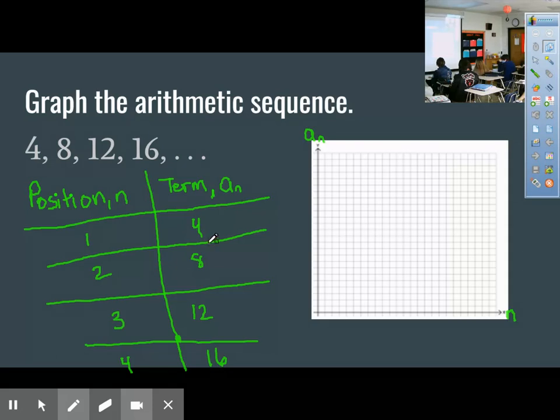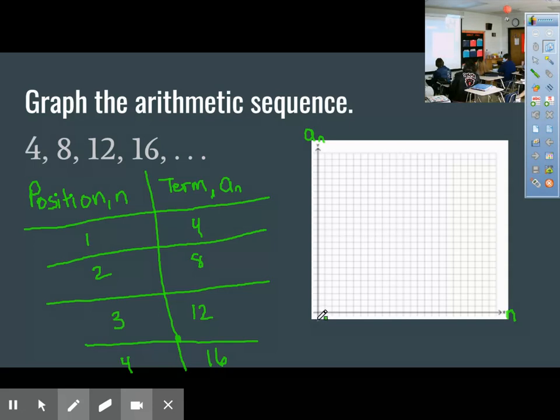All right, so I notice my numbers go all the way from 4 to 16 on the term, so on the y-axis. So I need to have from like 0 to 20. So I'll probably count by ones on the y-axis. And my x-axis only goes from 1 to 4, so I'm probably not going to count by ones. I'm probably going to count by halves, label every other one.